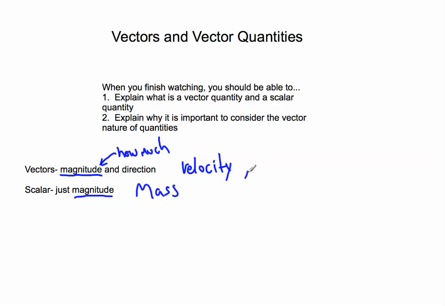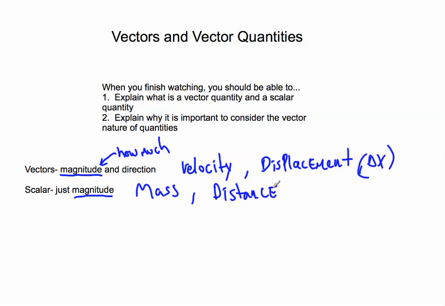Now another example of a vector quantity is displacement. Displacement is the change in position. Another way of saying that is to say how far are you from where you started and in what direction. A similar but different quantity that's a scalar quantity is distance traveled. That just tells you how far did you go.